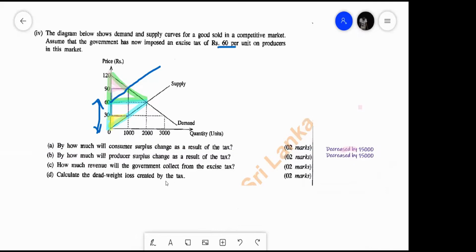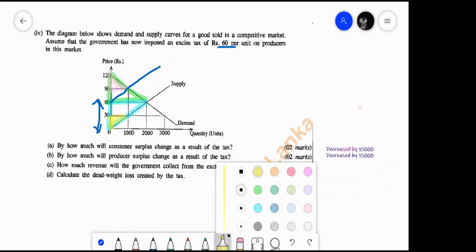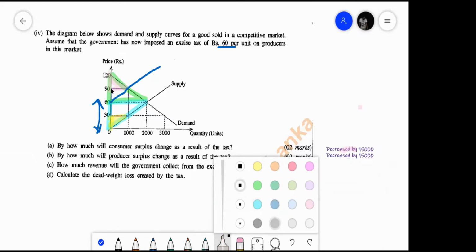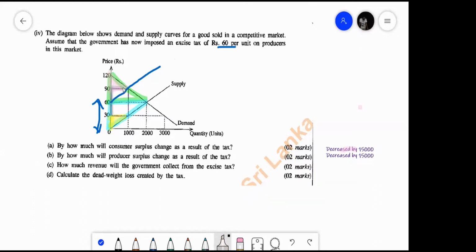Okay. Done. So then the third one, how much revenue will the government collect from the excise tax? Government is going to collect this much of revenue, right? This is the government revenue, this box. 60 into 1,000, that is 60,000. So government revenue will be 60,000, right? Easy question that.